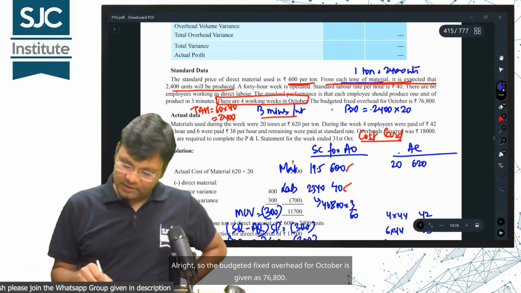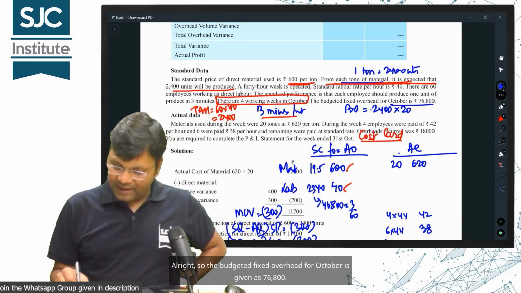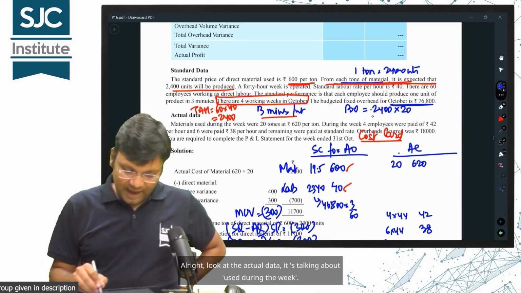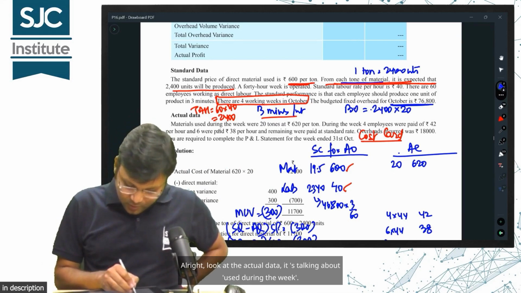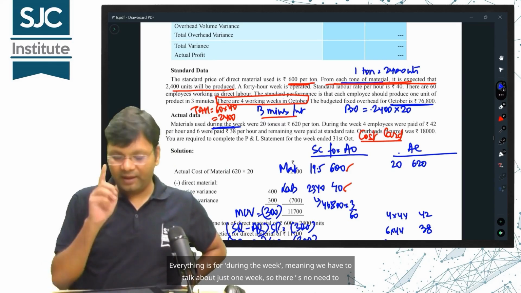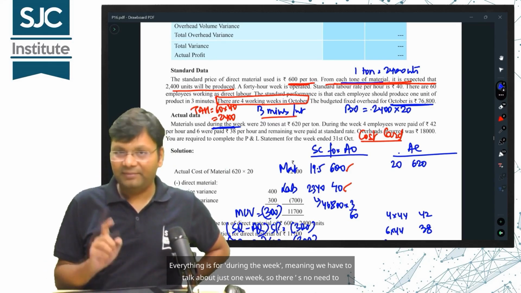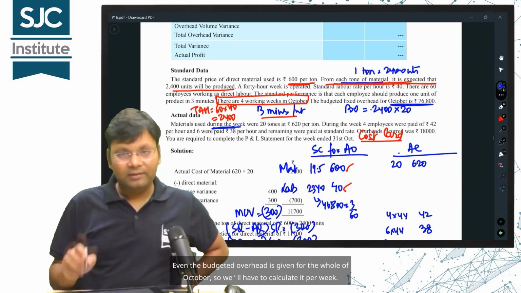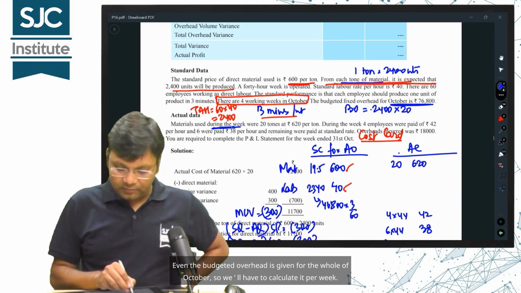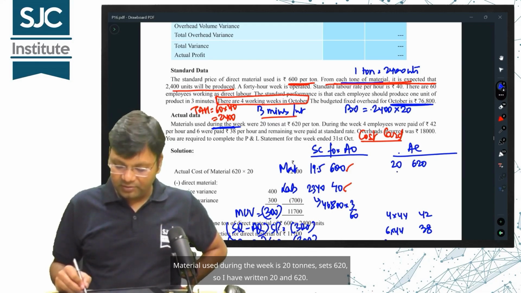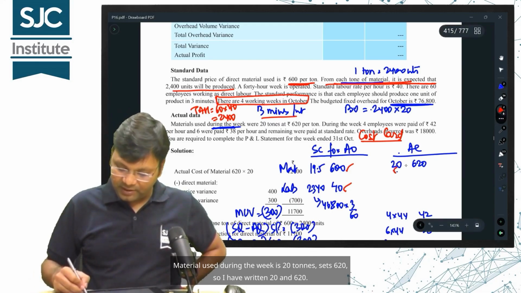Alright, so the budgeted fixed overhead for October is given as 76,800. Alright, look at the actual data. It's talking about used during the week. Everything is for during the week, meaning we have to talk about just 1 week, so there's no need to multiply by 4 weeks. Even the budgeted overhead is given for the whole of October, so we'll have to calculate it per week. Material used during the week is 20 tons, set 620, so I have written 20 and 620.